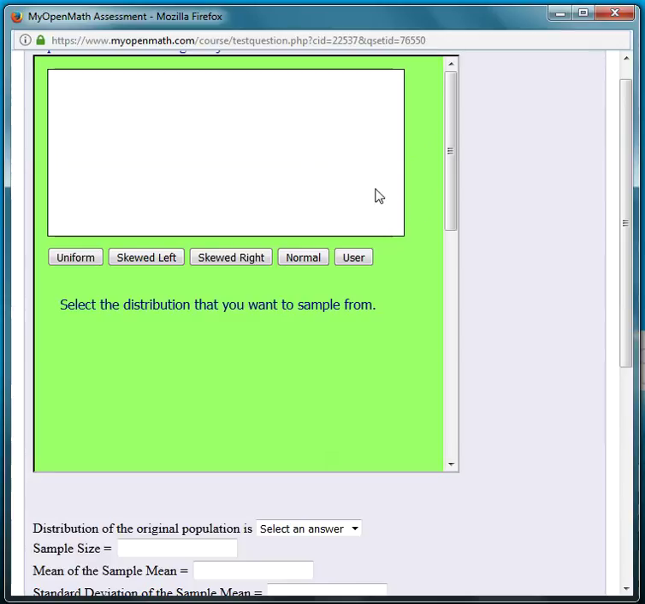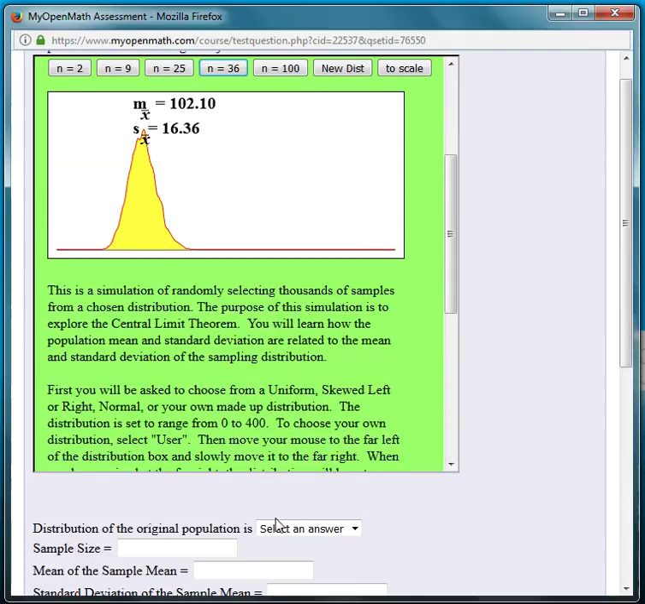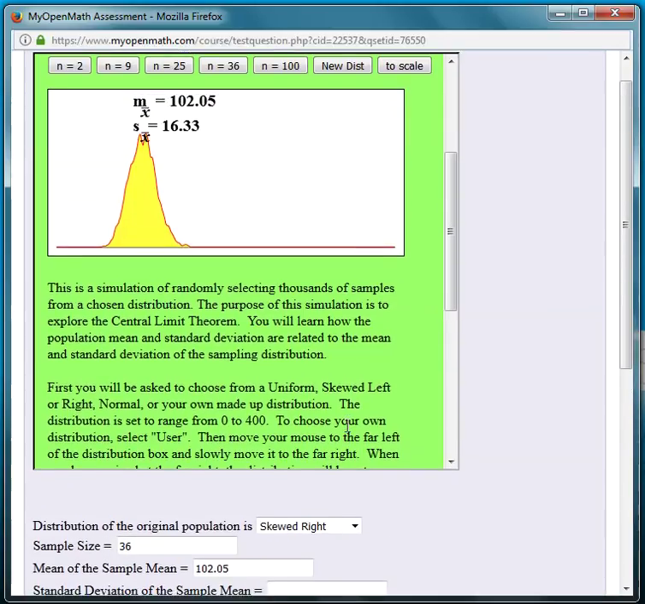Use the user option, which is the one where you draw the distribution all by yourself, and explore that for fun. But for your submission, the original population distribution has to be one of normal, uniform, skewed left, or skewed right. So choose one of those, and run a simulation. That was skewed to the right, and the sample size, I believe I chose 36. The mean of the sample mean is 102.05.